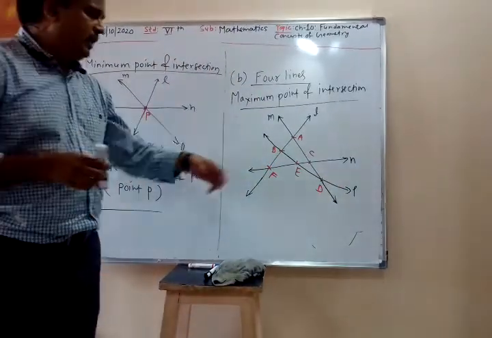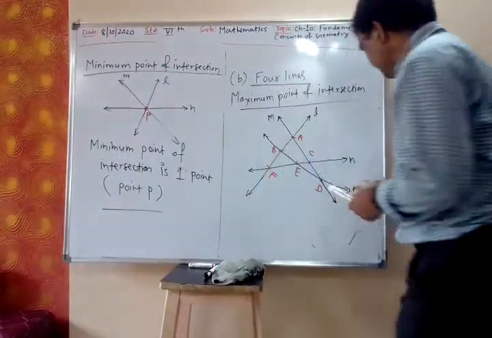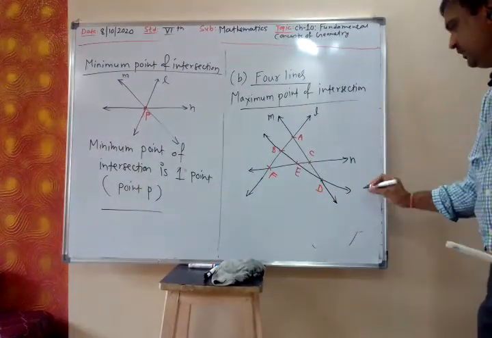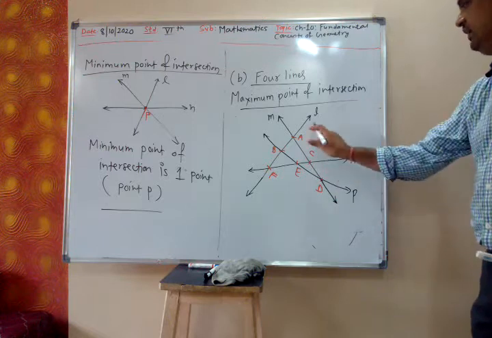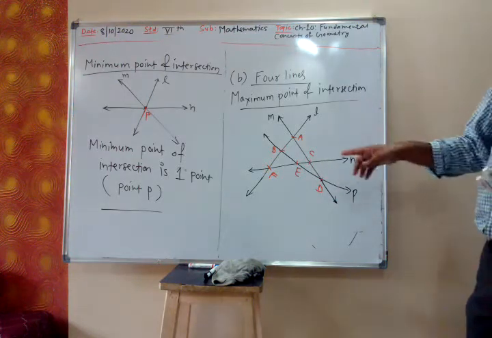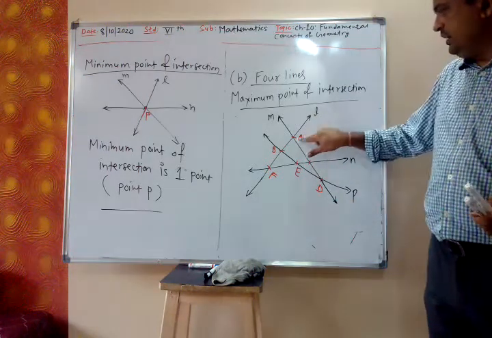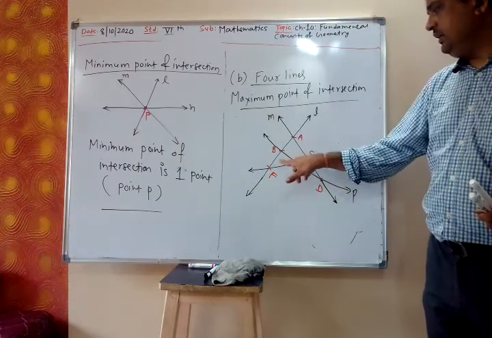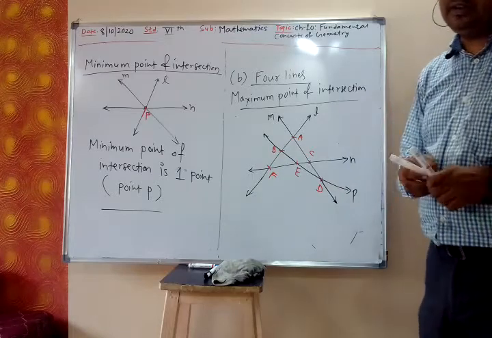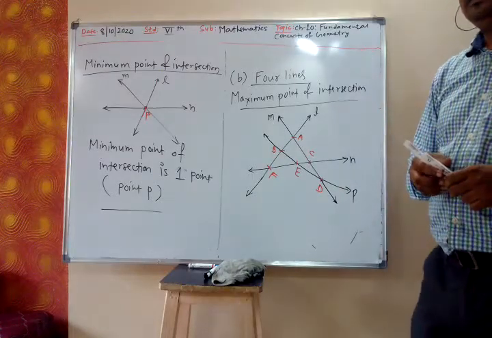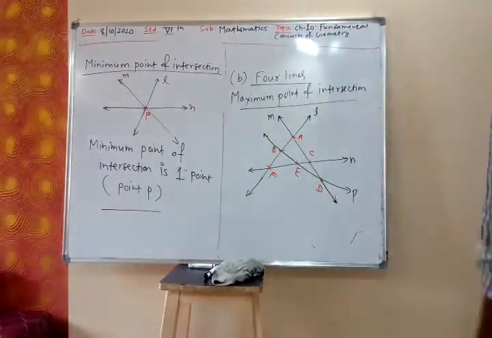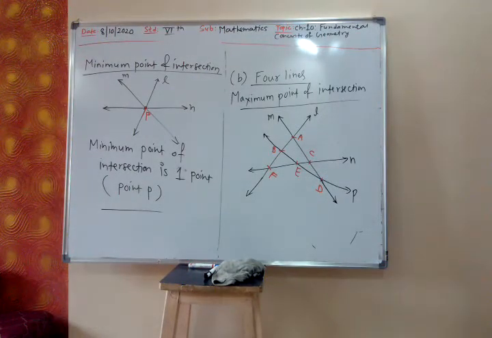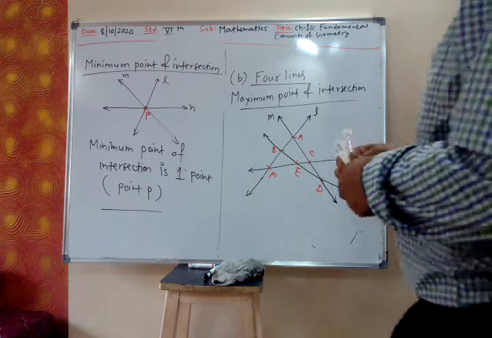I have written this as my line P. So when 4 lines are intersecting each other, how many points of intersection are there? A, B, C, D, E, F. How many? 6. There are 6 points of intersection. All the 6 points I have shown in the red color.